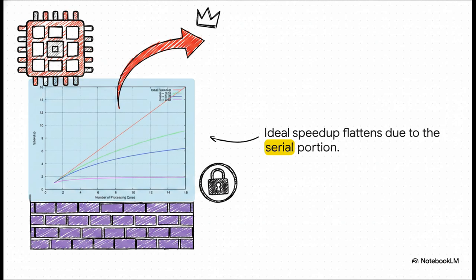The performance gain just asymptotically hits a total brick wall. It just flattens out. This is a pretty harsh reality check for software engineers. Infinite hardware simply cannot solve fundamental software limitations.